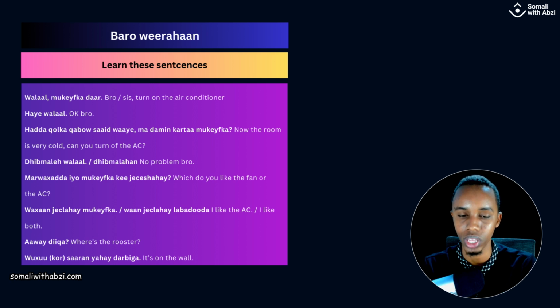The next one is aaway diiqa. Aaway in Somali we use for where. We explained aaway and halkee and intee and hage in the last lesson. If you didn't watch that lesson, you should go and understand everything clearly. But for now, I can maybe give you a little explanation again.